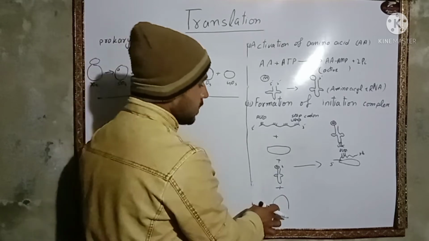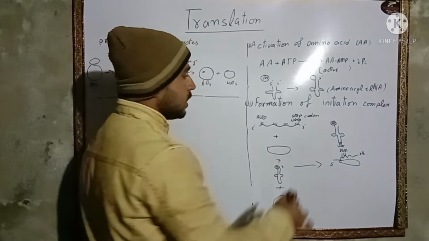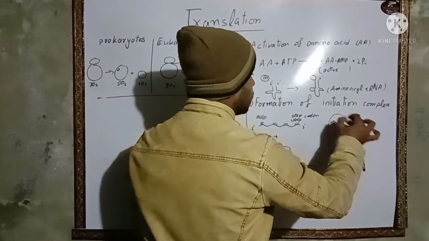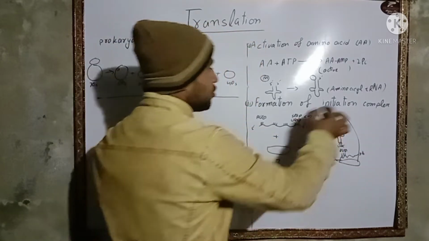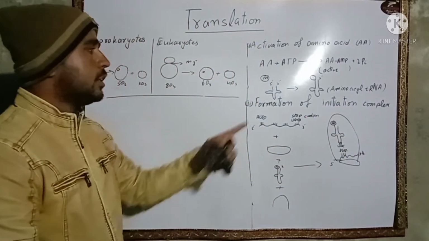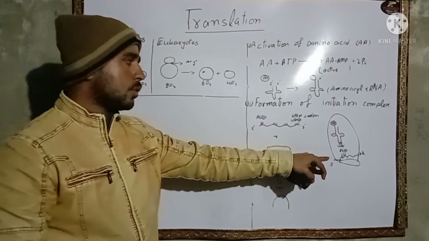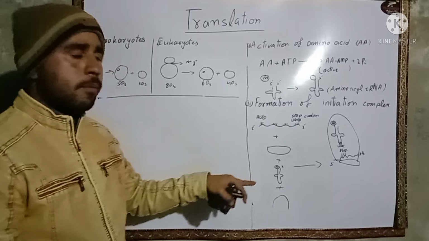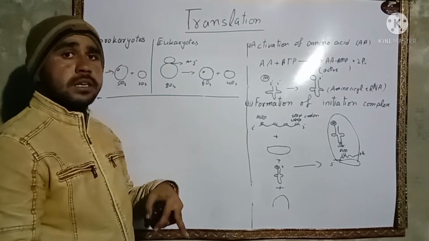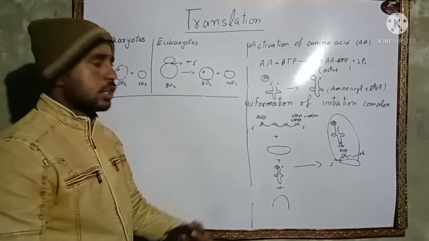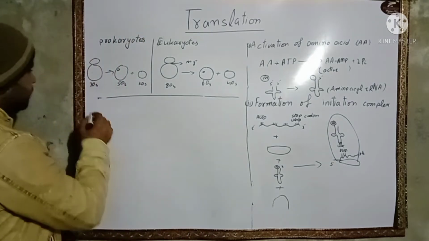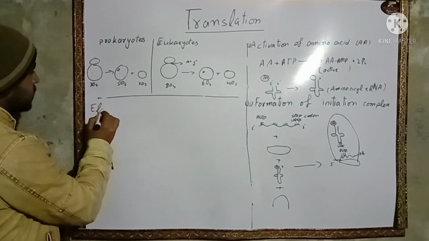Okay, this is the large part of the ribosome. Now it will attach to this structure, and this structure is now known as the initiation complex. Okay, this was the second step in which the initiation complex has been formed. Now we are going to the third step, that is elongation. Elongation is the third step.